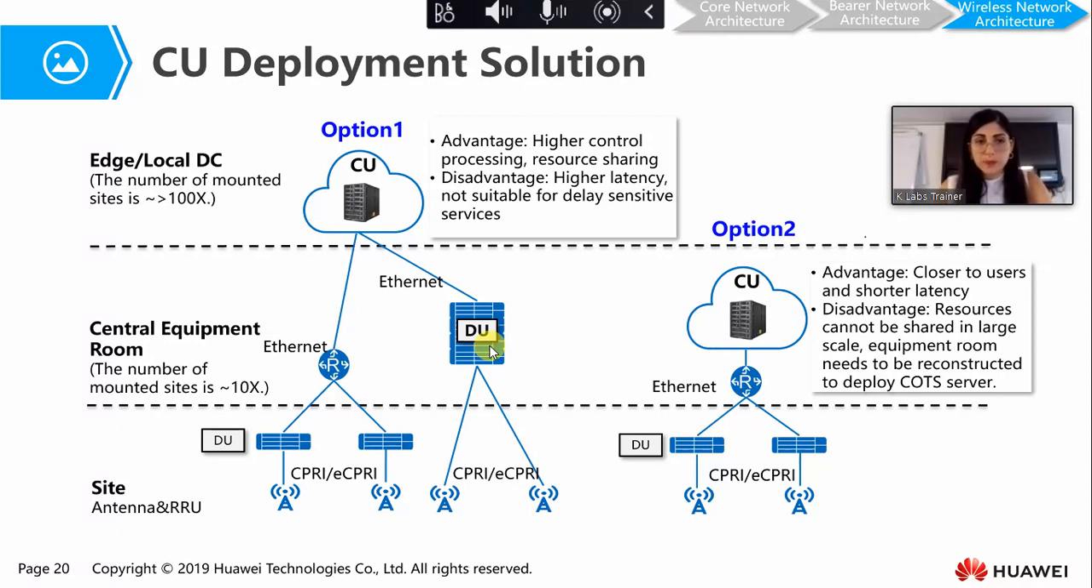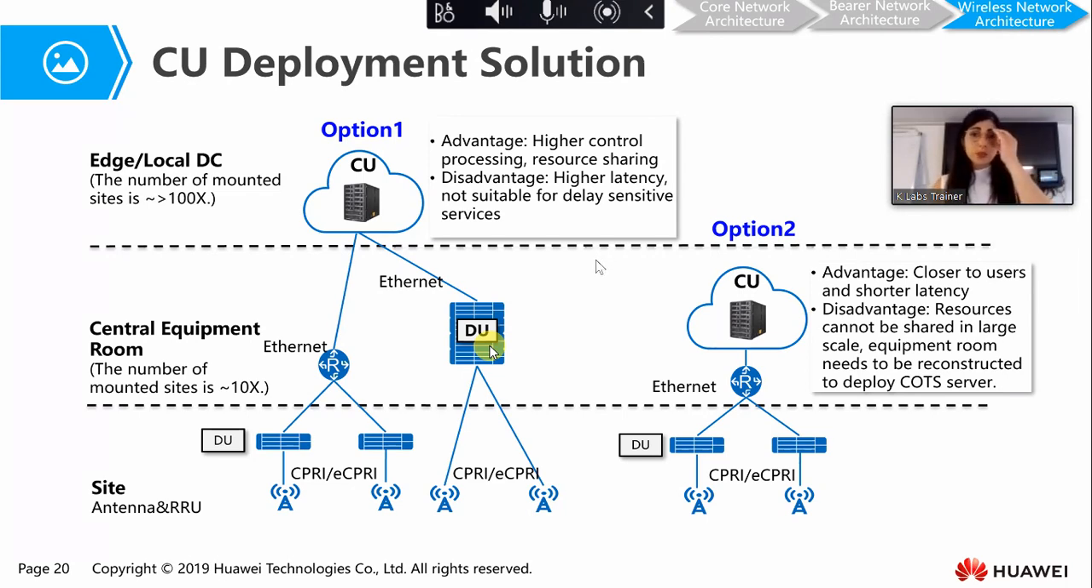While if we have it in the equipment room, we are closer to the user, so we can shorten the latency, but the resource cannot be shared on a large scale. So basically, the centralized unit is connected to fewer distributed units, so we can accommodate a lower number of devices.